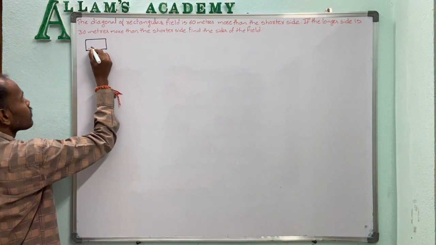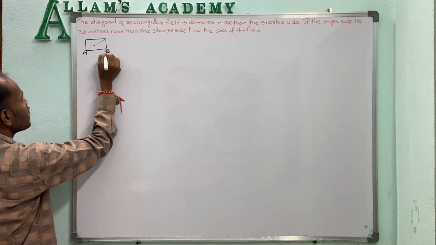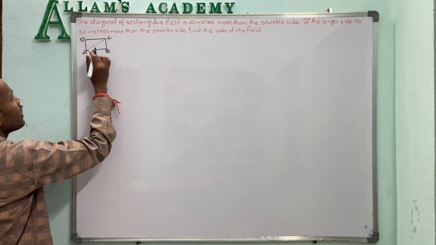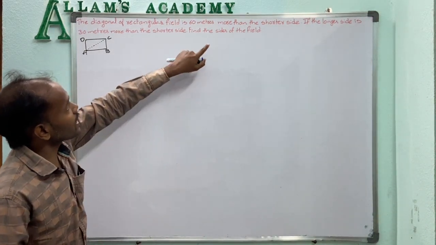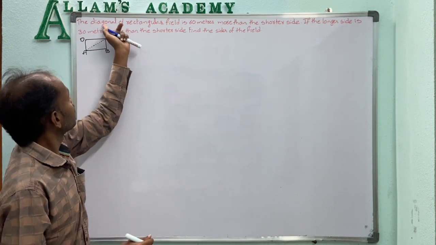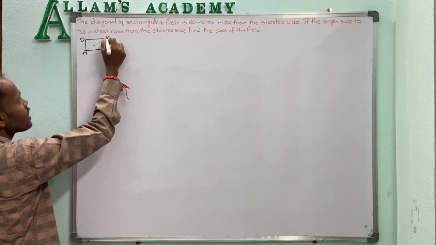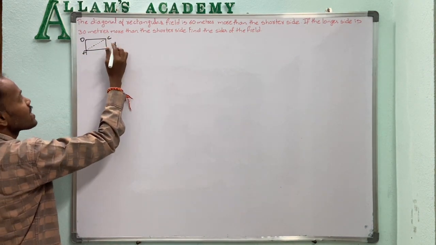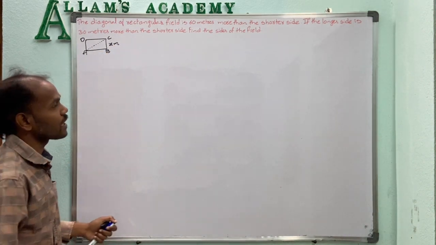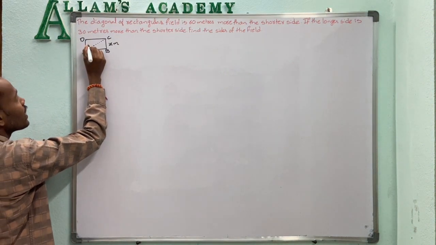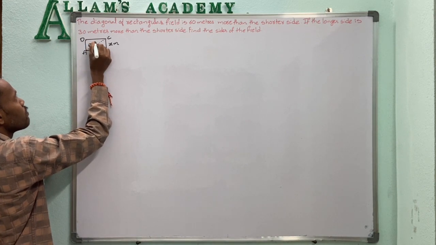So if we take ABCD as a rectangle, then AC is one diagonal. The diagonal is 60 meters more than the shorter side. In this triangle ABC, BC is the shortest length, so we take it as x meters. Then the diagonal is 60 meters more, so we take it as 60 plus x meters.